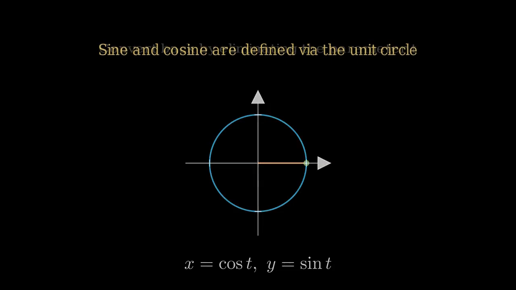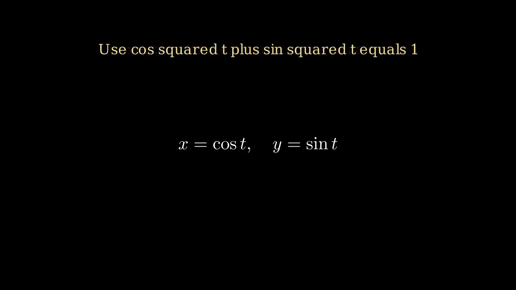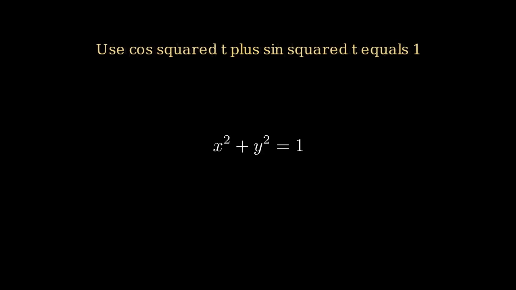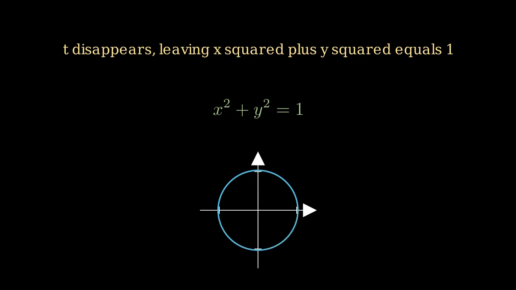Now let's convert this back into a direct relationship between x and y by eliminating the parameter t. We start from the definition, x equals cosine t, y equals sine t. We use the identity cosine squared t plus sine squared t equals 1. Substituting x for cosine t and y for sine t, straight into that identity gives us x squared plus y squared equals 1. So the parameter t has completely disappeared, and we are left with a direct equation in x and y alone, which you should recognize as a circle of radius 1 centered at the origin.